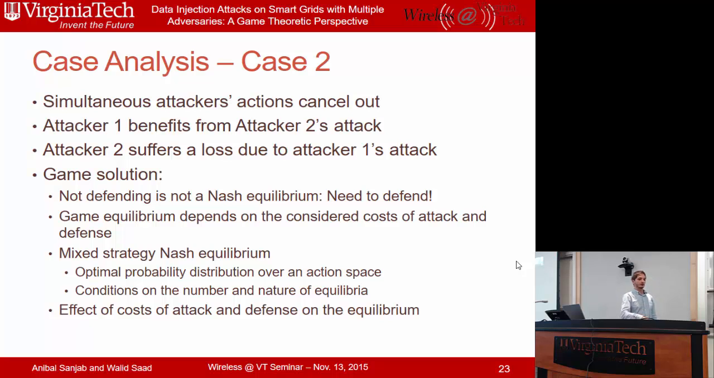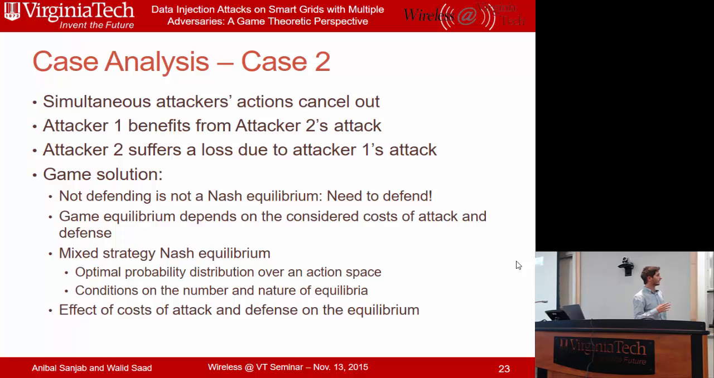There is always an incentive for the defender to try to defend that system, because defending that system will make the system better off, will decrease the aggregate effect of those attacks on that system. And the game equilibrium in that case highly depends on the cost of attack and defense that we have considered in the utility function that we provided before.